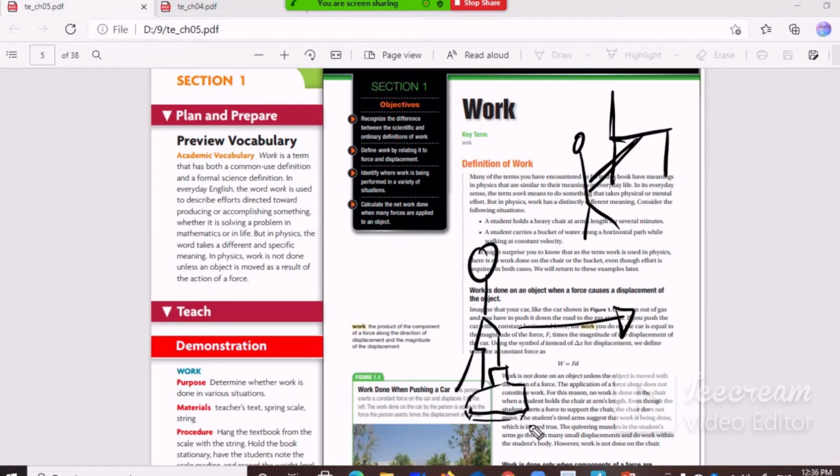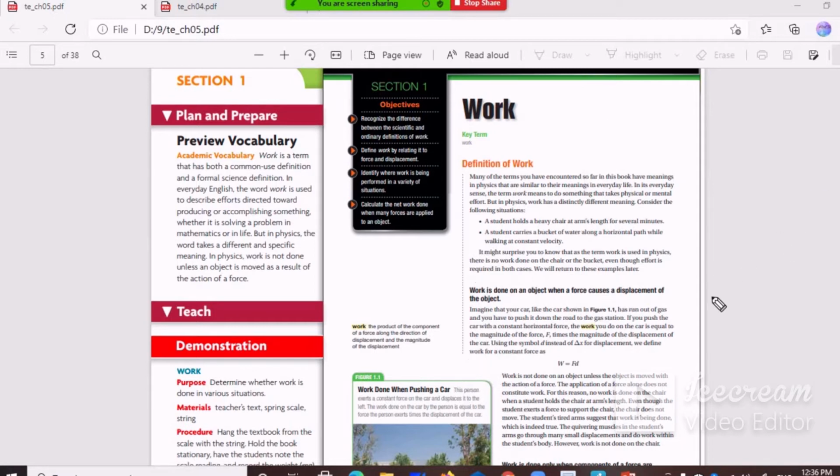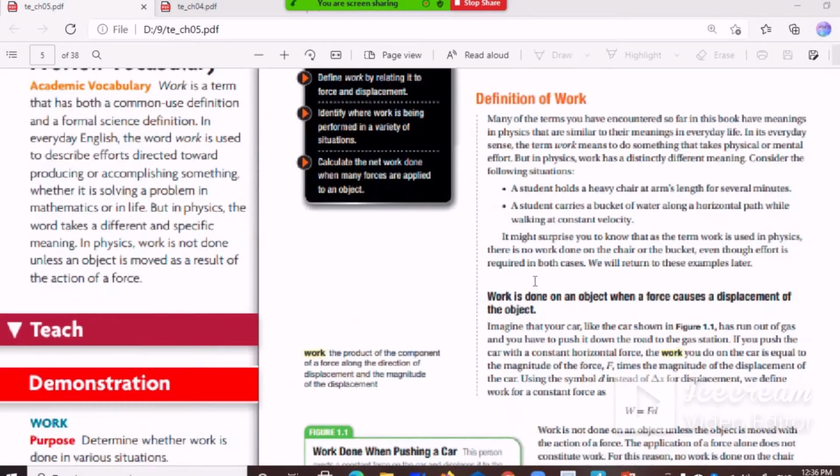Now in physics, work is not like that. Not all the effort you make means work. No, for work we have another definition in physics. Work means when a force is applied and there is displacement. Okay, we can read this part here to understand more. Let me make it bigger.